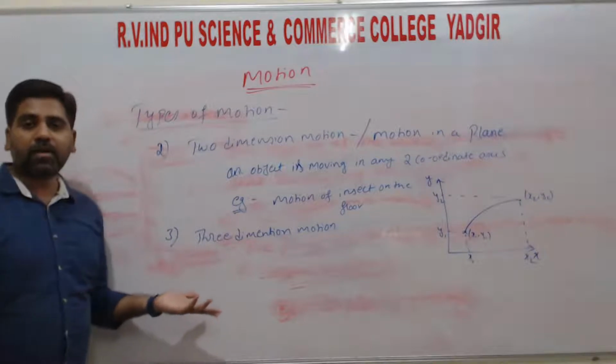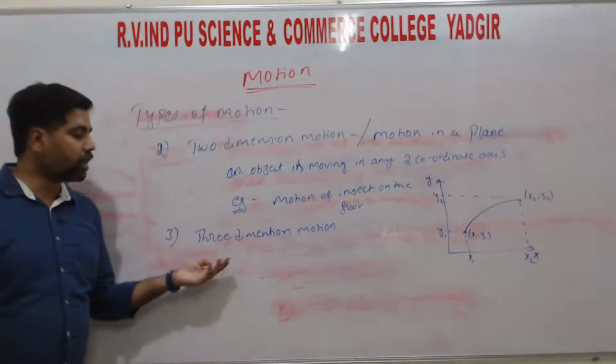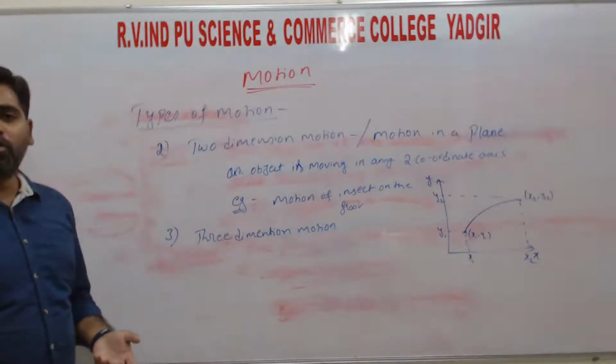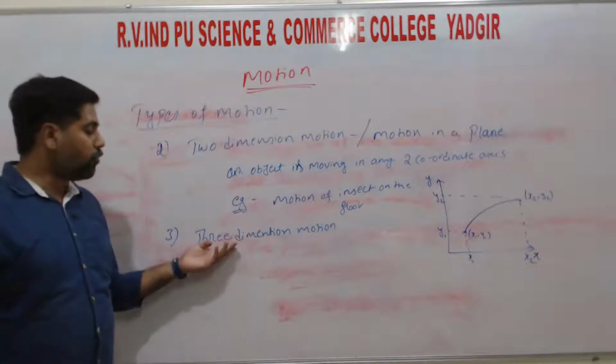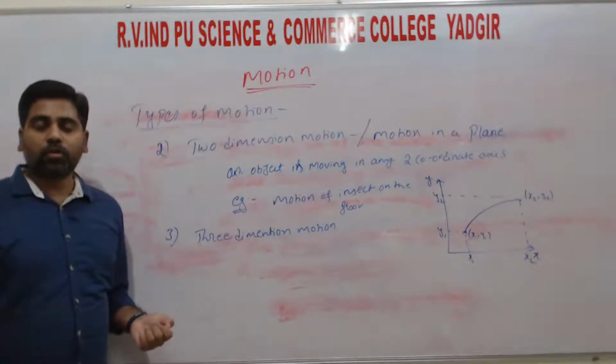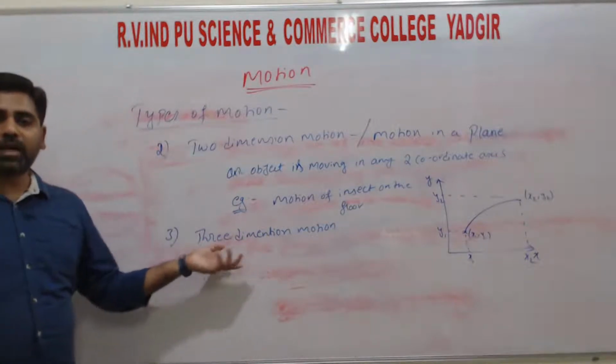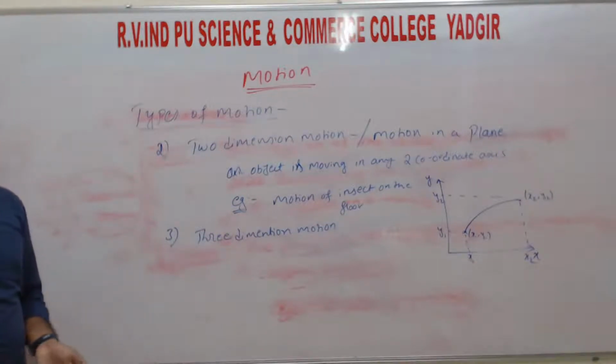So any flying objects, right? For example, an aeroplane is moving, so that aeroplane follows three dimension motion. Birds are flying, so that also follows three dimension motion.